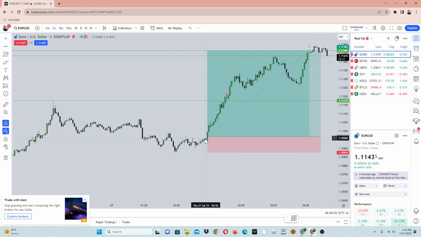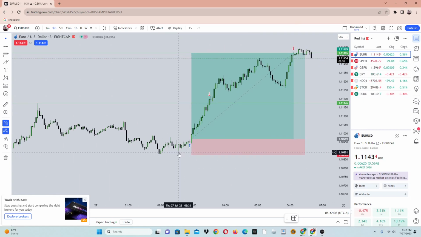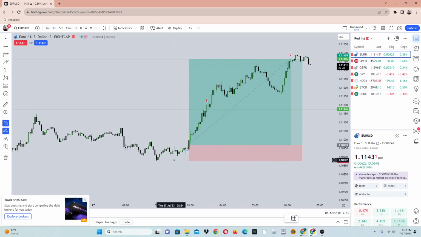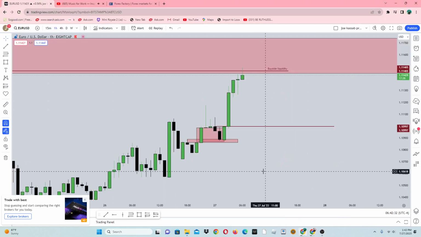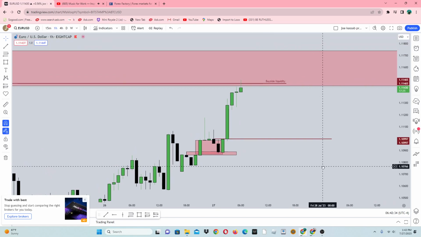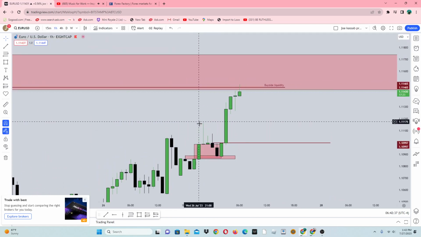I entered the trade right here, my stop loss below the swing point. I should have put my stop loss below this area right here, but I like to be more safe because it can sweep liquidity right here before it pushes higher. So I put my stop loss below this area. As you can see, this is my entry, this is my execution, and my first target was the swing high, which is easy liquidity right here.